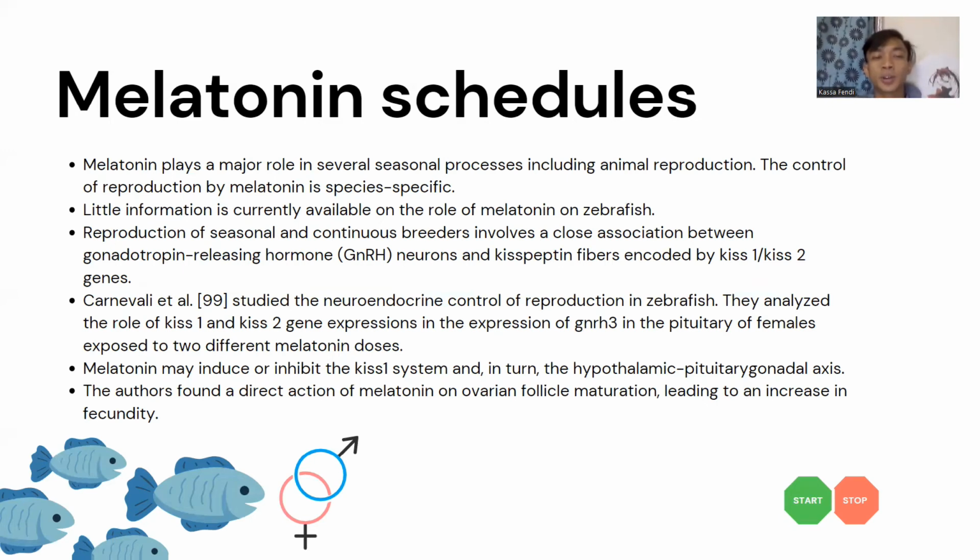Melatonin may induce or inhibit the KISS1 system, and in turn, the hypothalamic-pituitary-gonadal axis. The authors found a direct action of melatonin on ovarian follicle maturation, leading to an increase in fecundity.